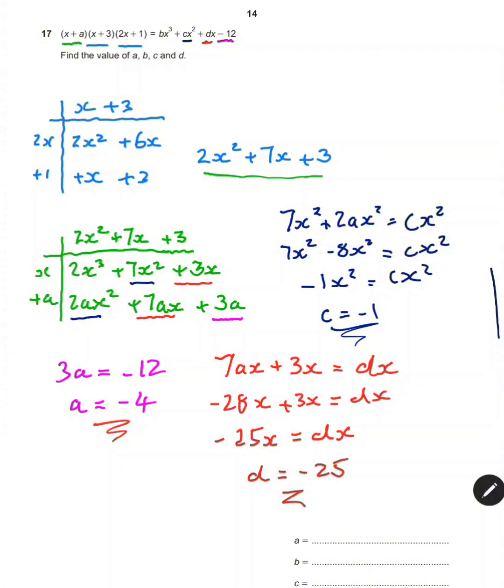Now, the final thing I'm looking for is b. Well, b is just the number before my x cubed, which is right there. There is only a single x cubed term, so b is 2.